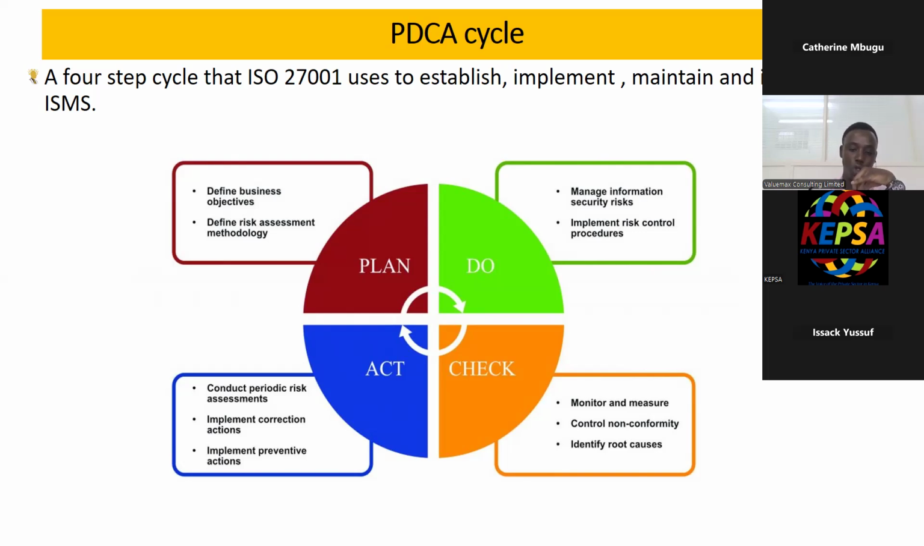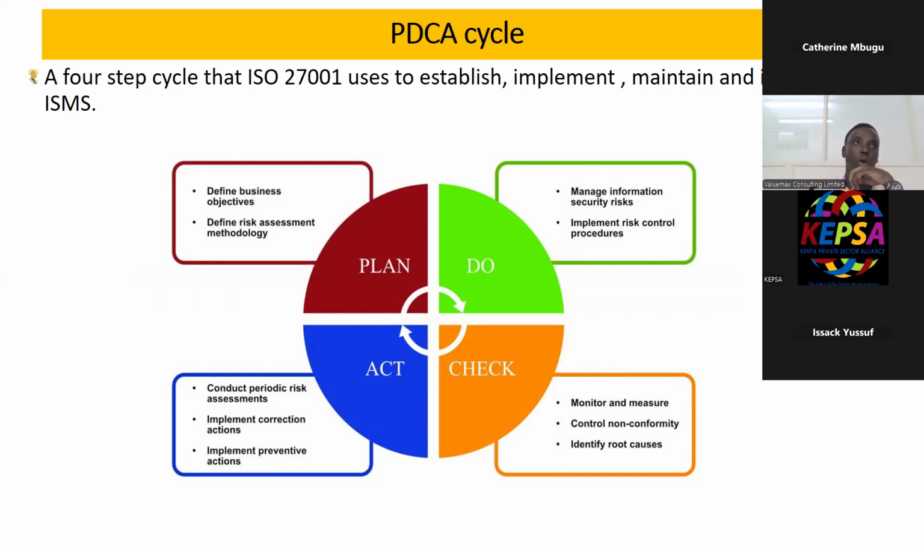Now, after you plan, we know the risks that can affect our organization. We have to do something about those risks. And that's why we manage the information security risk. These risks we have identified, we look for a way to control them so that they don't affect us. So we put control measures in place. Once we put the control measures in place, then we check.